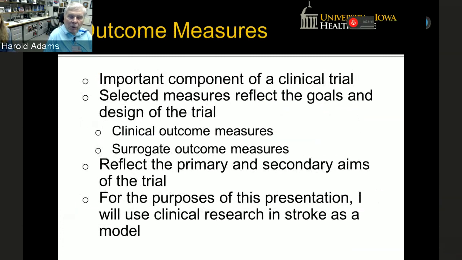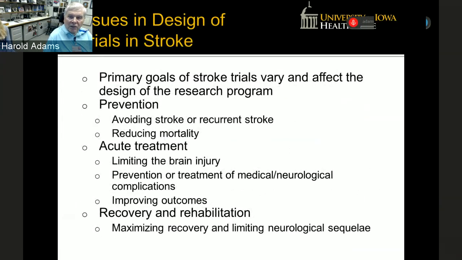Now, one of the components of a clinical trial is developing outcome measures. These are developed in response to the goals or the aims of the trial. These can be clinical measures, or they can be some other surrogate measures such as a CT scan or MRI. These will be both primary and secondary measures. Because I'm a vascular neurologist, most of my discussion will reflect on clinical research in stroke, but they can be used as a model for research in other neurologic diseases.